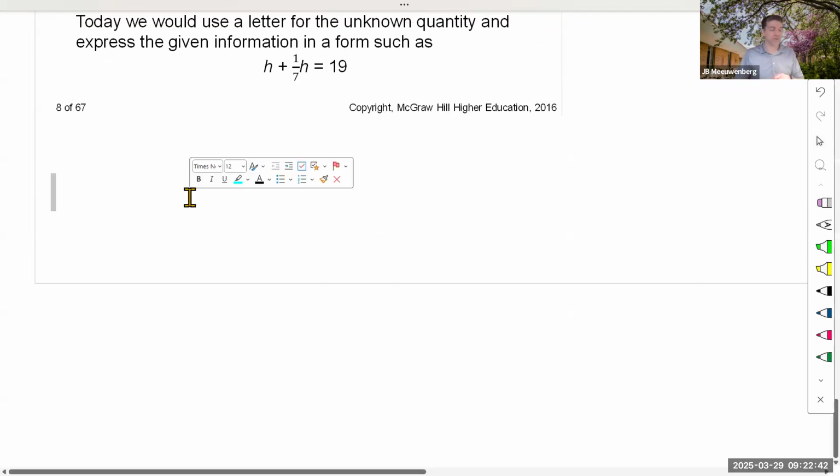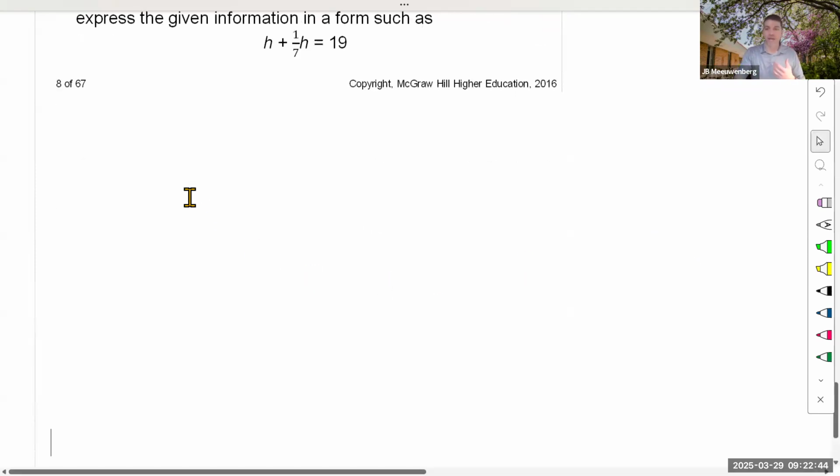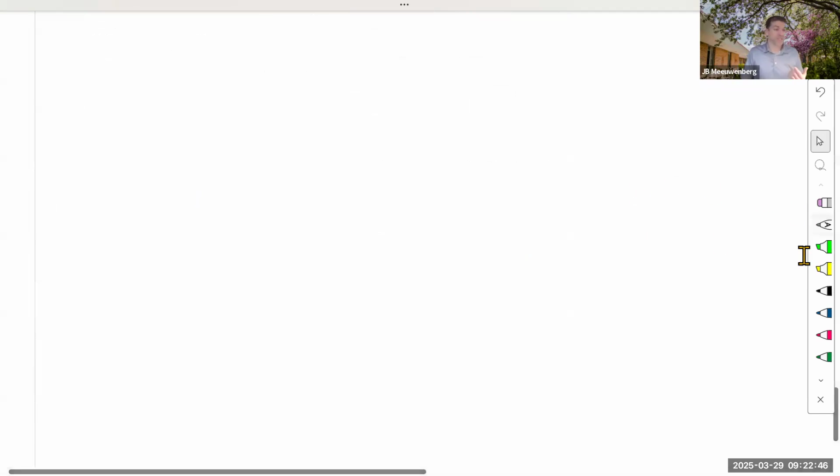So what we'll do now is get into some of the terminology that we use in algebra and start solving some equations. The first thing we'll do, I'm going to type some of this rather than write it. So let's define some things. The first thing we need to define is a variable.